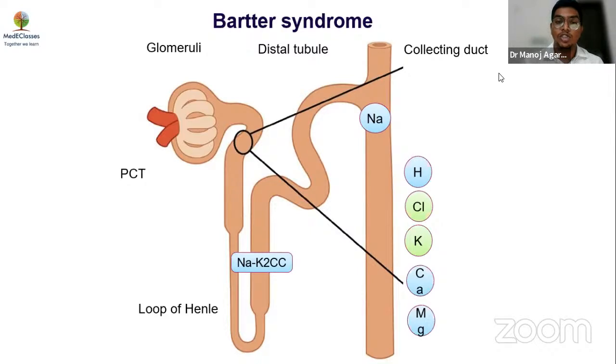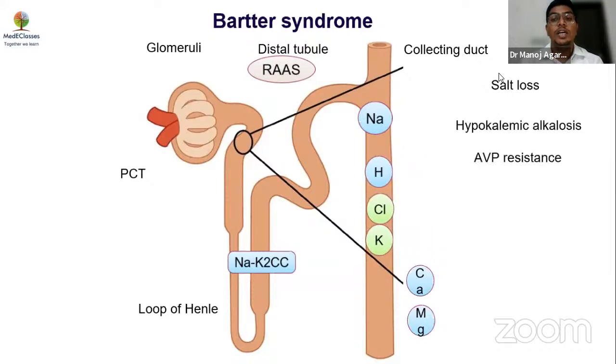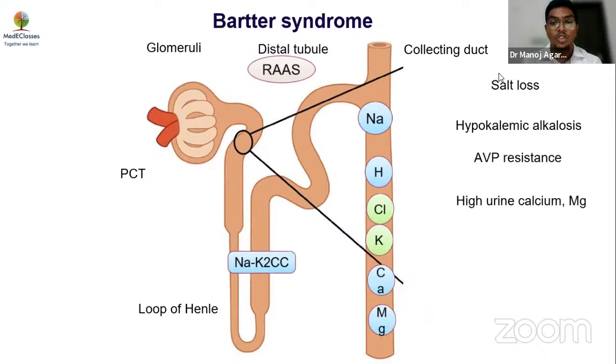In Bartter syndrome, there is a defective sodium potassium chloride channel. What does that mean? The body is leaking sodium and potassium in the urine, but from the collecting duct, sodium is absorbed and potassium lost. So this patient may present with salt loss and hypokalemia, and due to hypovolemia, there will be activation of the RAS axis, which causes hypokalemia, and due to ADH resistance, there will be polyuria, and there will be excretion of all positive ions in the urine, which causes nephrocalcinosis, low magnesium, and high urinary calcium. So it causes renal complications, and there will be low calcium and magnesium in the blood.